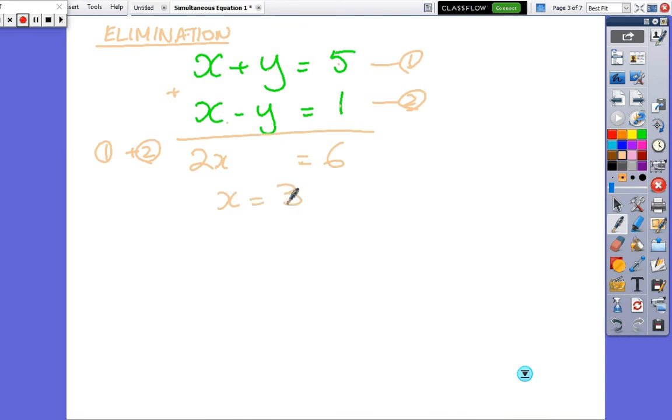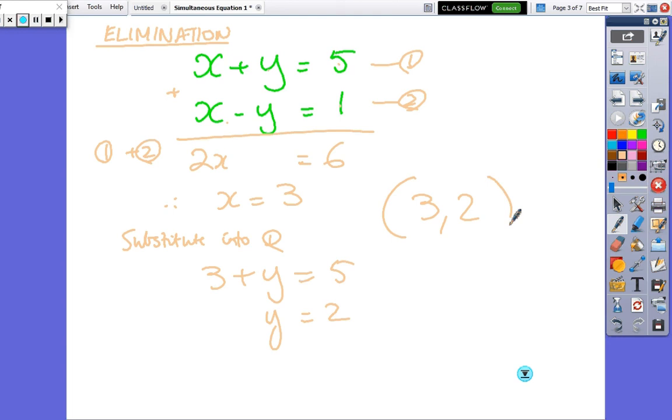Now you've got a simple equation to solve, so x equals 3, and then we just substitute into either equation 1 or equation 2, it doesn't matter. So we've got 3 plus y equals 5, and so y equals 2. The solution is x equals 3, y equals 2. You can easily test that answer: in the second equation 3 minus 2 equals 1, and in the first equation 3 plus 2 equals 5. So that's a unique solution. Copy that and come across.